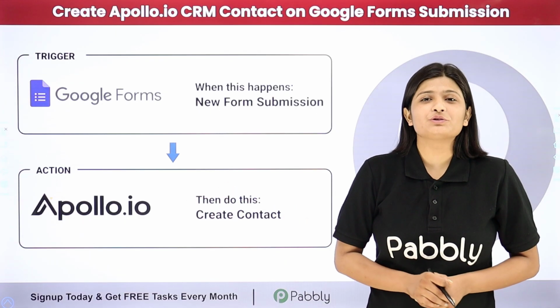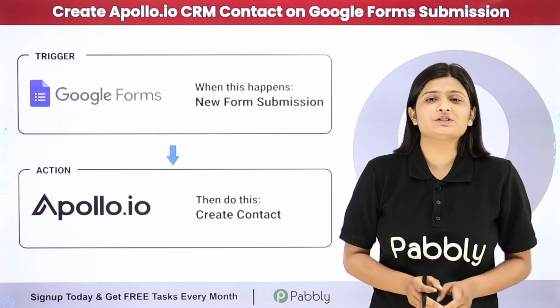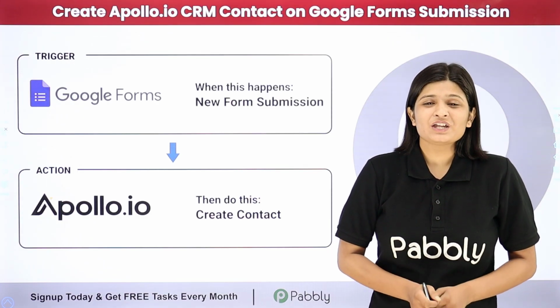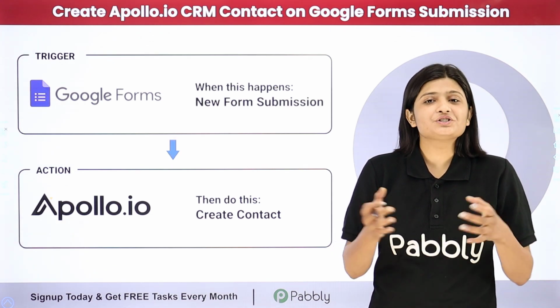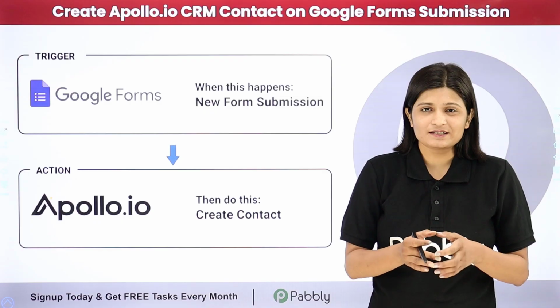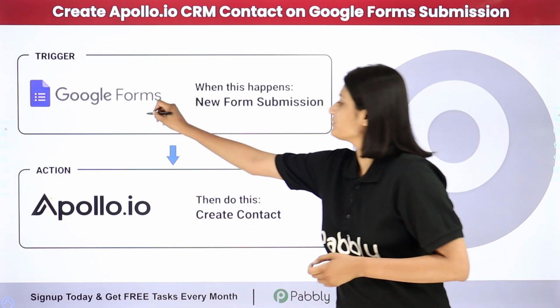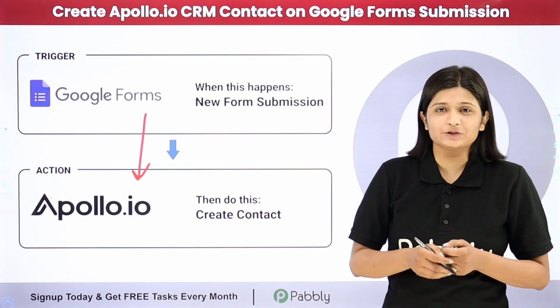I completely want to automate this process, and to do this automation, I am going to use Pabbly Connect. Pabbly Connect is an amazing automation and integration software which requires no coding or programming skills. Here I just need to build a connection between Google Forms and Apollo.io.